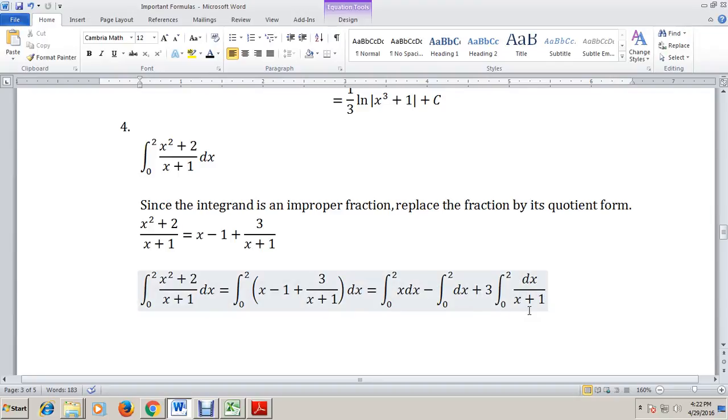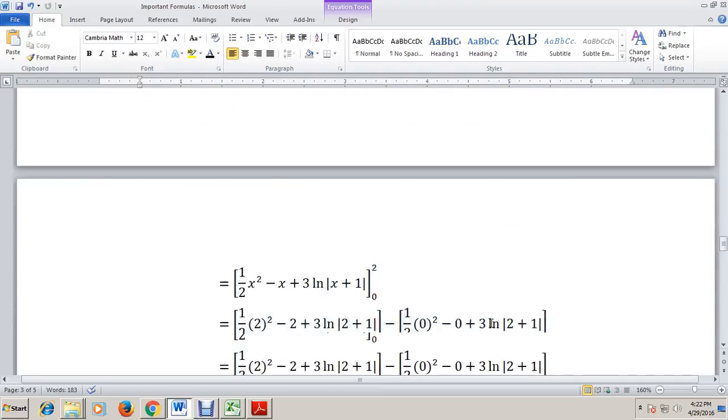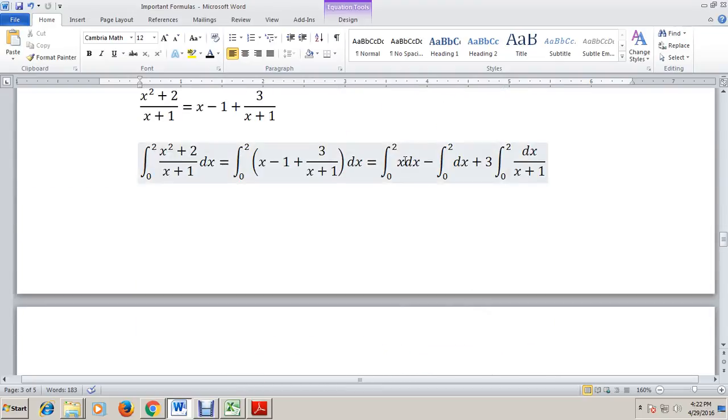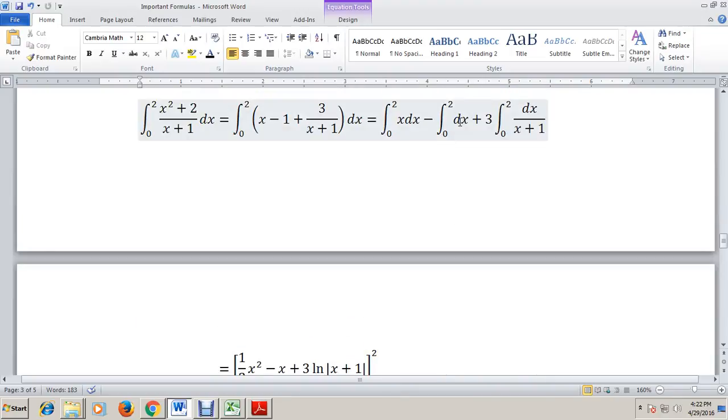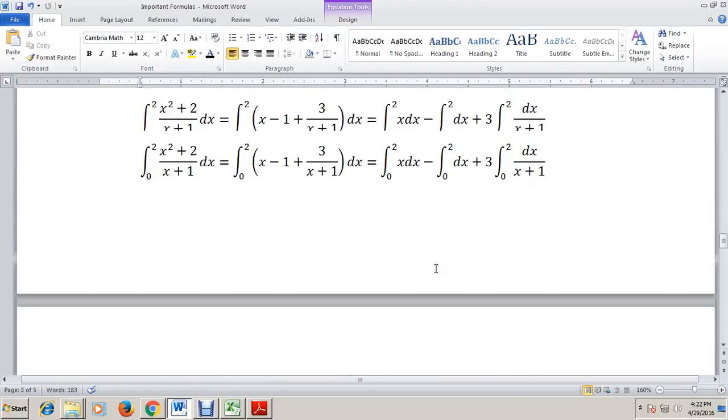Now the next step here is to perform the integration, or the antiderivative, of the given expression in each of the integrals. Of course, we will be using the power formula in the first integral, so that would be 1/2 x squared. As for the second term, we have negative integral of dx, so that is simply negative x.